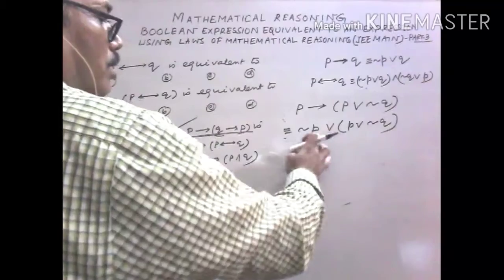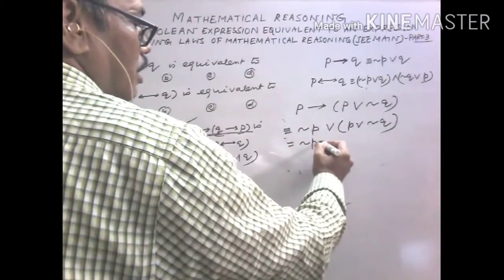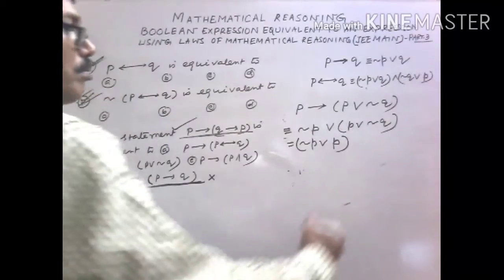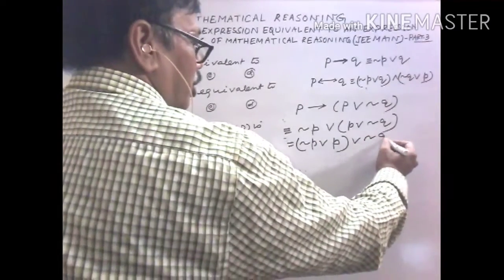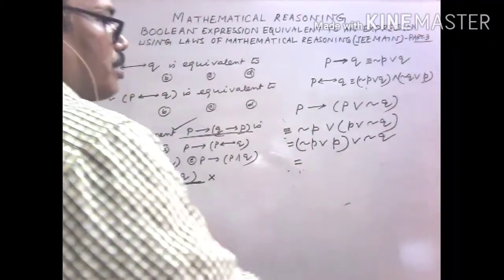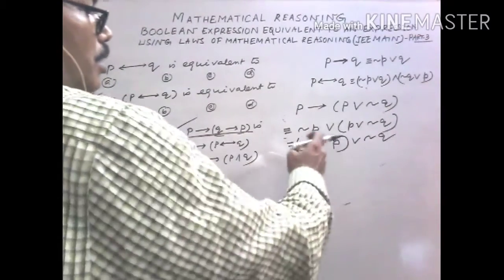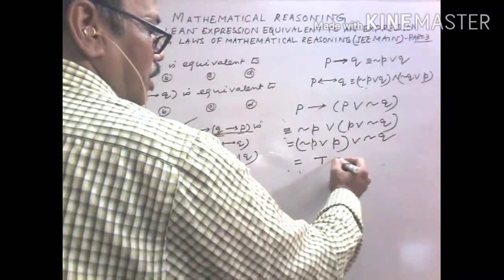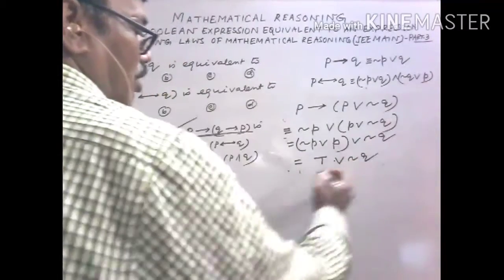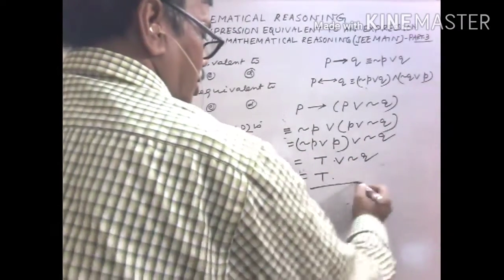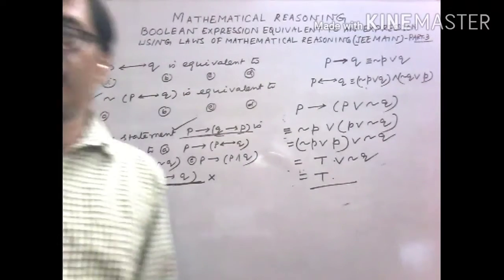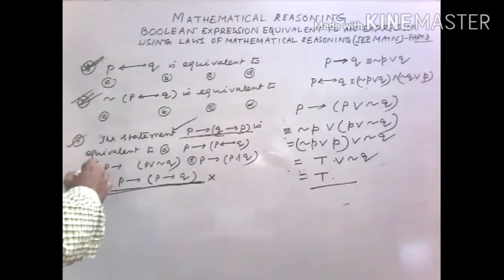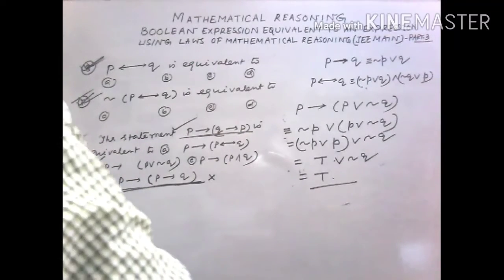Now look, this one again, only one operation, associative law, negation Q. So this is a tautology. So this is T. So we are getting the options. So option B is correct.